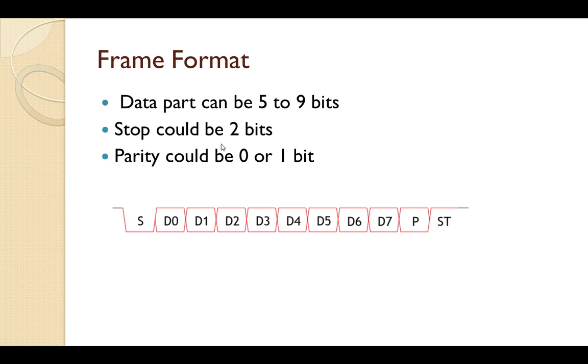So the frame format of the UART looks something like this. The data part will be from D0 to D7, or D0 to D8. That is, it can be 5-bit data or 8-bit data depending on our requirement and the controller. It starts from S, that is the start bit, then D0 to D7, parity and stop. What is parity? Parity defines how many ones are present in the data.